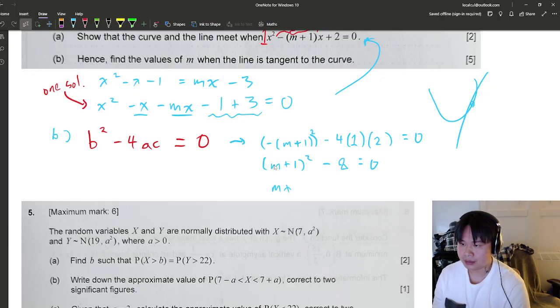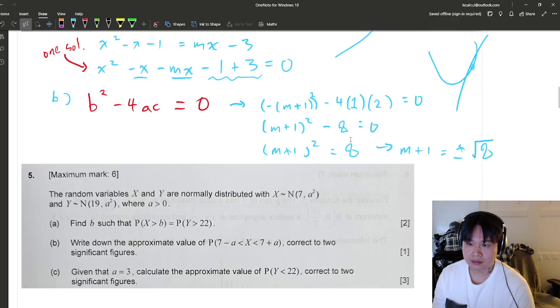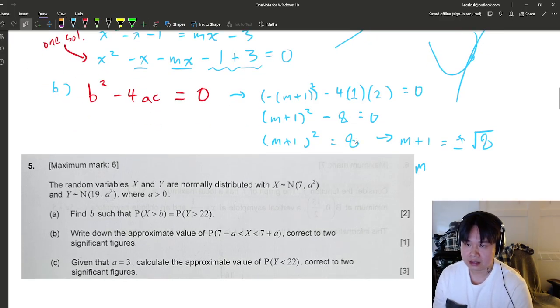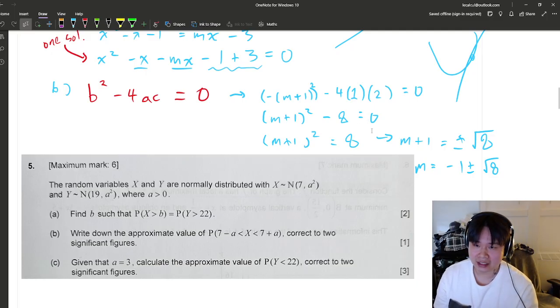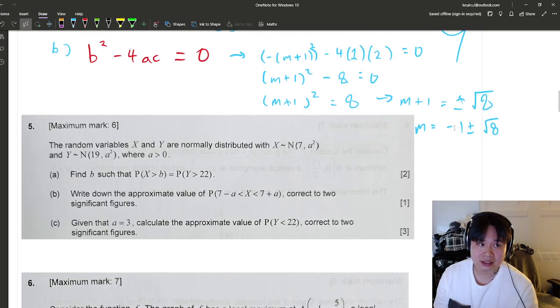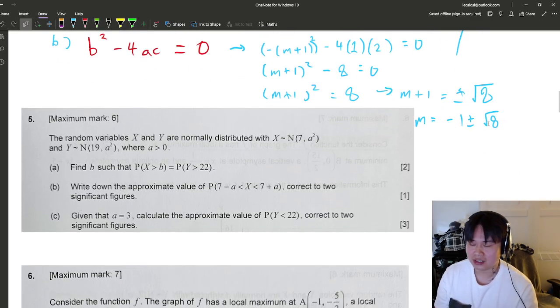So m plus 1 squared is equal to 8. That means that m plus 1 is plus or minus the root of 8. So m is negative 1 plus or minus the root of 8. And then I don't remember if they ask you to simplify your surds or your radicals. If you do, then do it. If you don't, then you can just leave it. I mean, this isn't a hard one to simplify because it's 4 times 2, and then the root of 4 is 2.